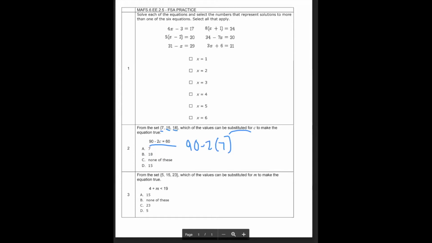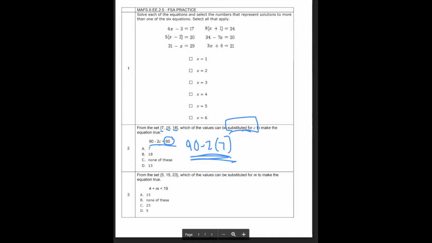So can someone tell me what the answer to this one is? I plugged in 7 for C because it's saying substituted for C. Can someone tell me what the answer is when you plug in 7? I just need you to simplify this right over here, because now we don't know if it's equal to 60 yet. Basically, we're testing each value to see which one gives us 60.